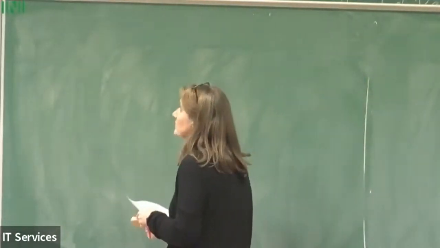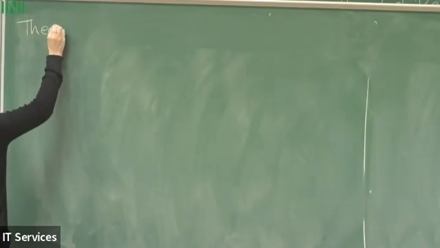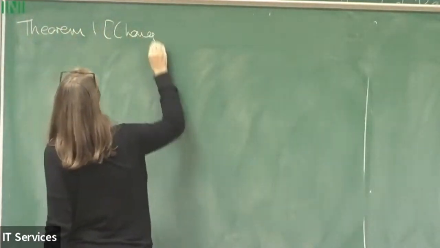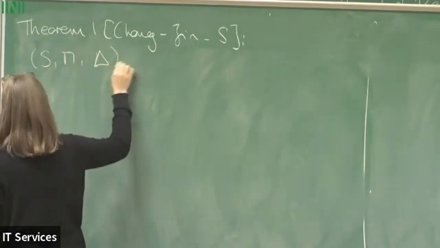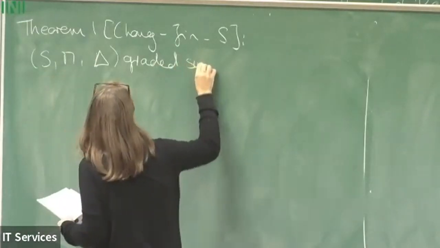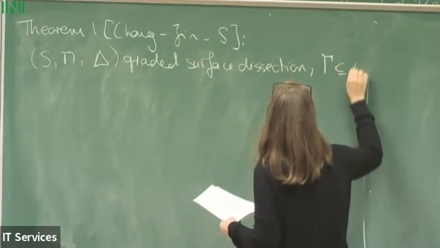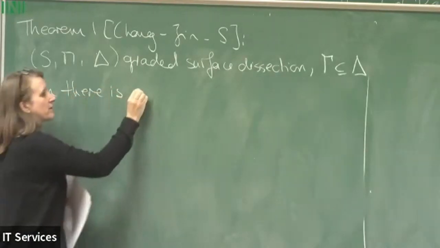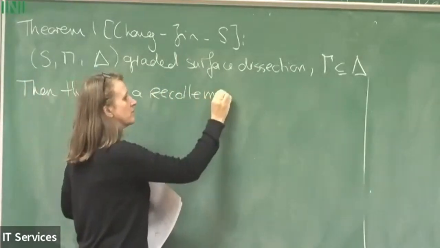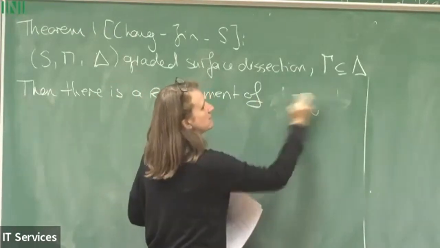Okay, so the two results. The first one is: we have our graded surface dissection and some subset gamma of the dissection, then there is a recollement of derived categories of DG Gentle algebras.